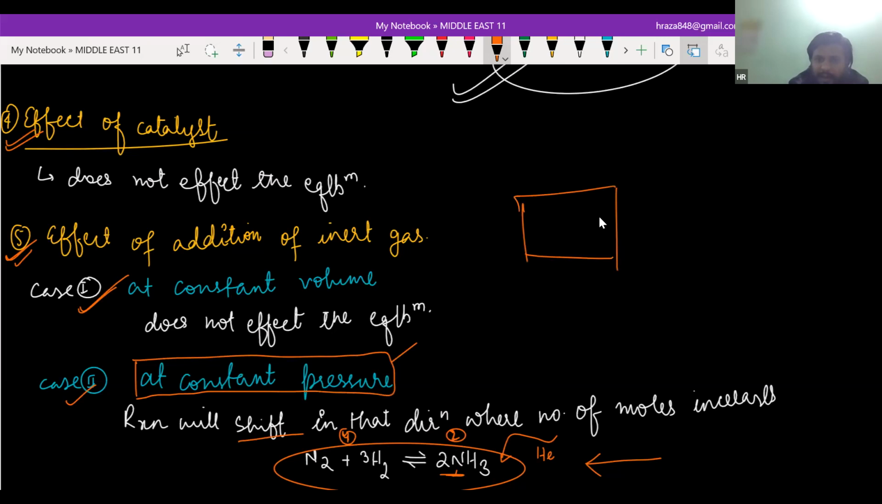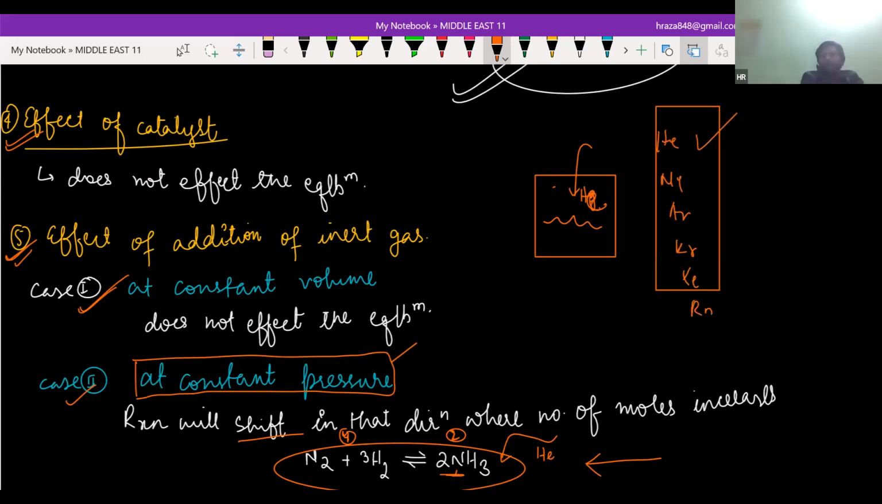In this container, the reaction is going on. If you add helium, argon, or a noble gas, an inert gas, that means helium, neon, argon, krypton, xenon, radon, from this list, if we add any one of them, then the reaction will move to the direction where the moles are greater. So it will move from right to left. Simple. Is that clear? Yes, sir.